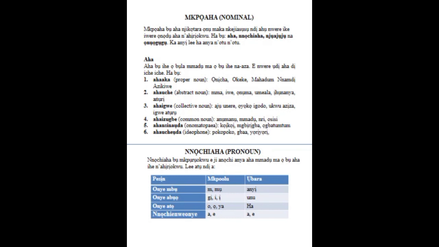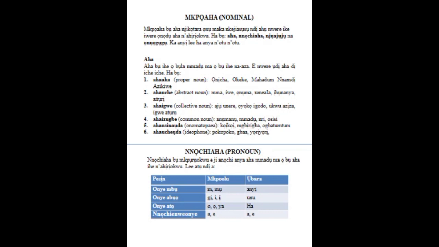Proper nouns are names that whenever you mention such names, somebody or a place comes to your mind, or something comes to your mind. Example, we have Onitsha, Okeke, Mahadum Nnamdi Azikiwe. These are places or persons that if you know them, they come to mind whenever they are mentioned.